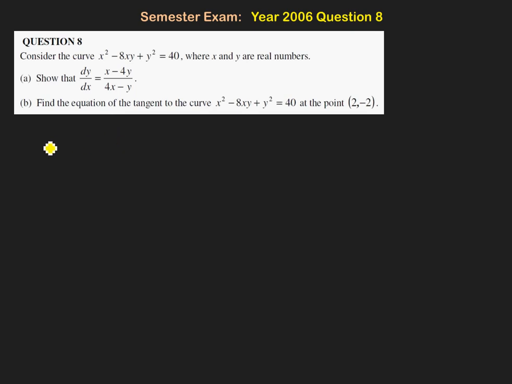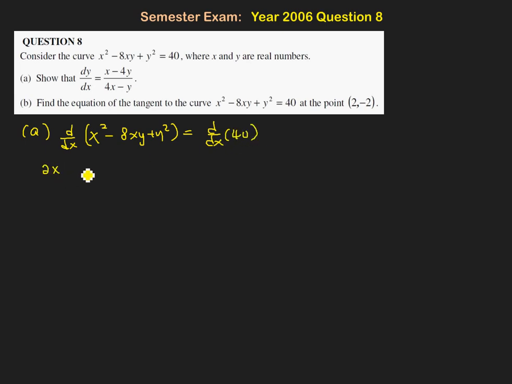Alright, let's start part A. This will be an implicit differentiation of a problem given. They ask you to show that dy/dx is equivalent to this, so it means that we need to do the d/dx of the left side and also the right side.